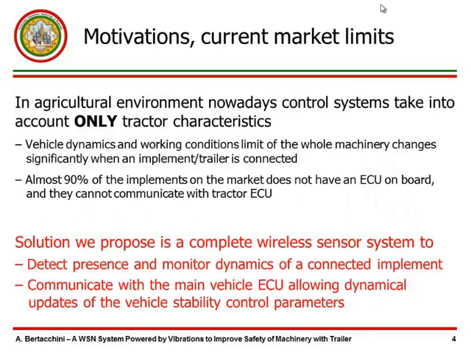The second consideration is that in agricultural environments, for example, nowadays control systems take into account only the tractor characteristics, and this is a problem because it is well known that vehicle dynamics and working condition limits of the whole machinery change in a not negligible way when an implement is connected.